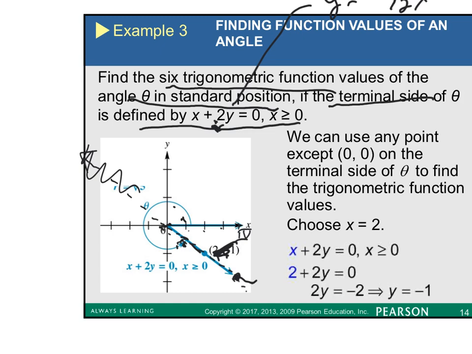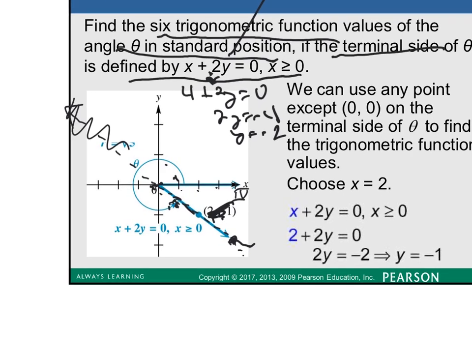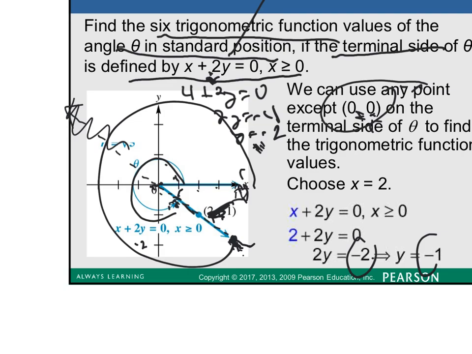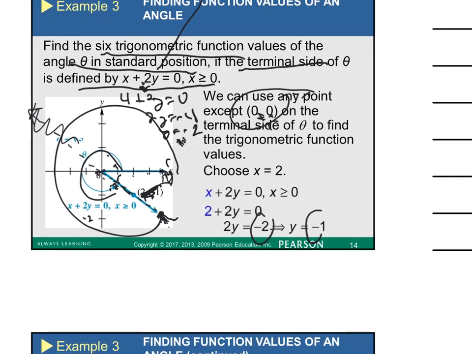If you say x is 4, plug it in. 4 plus 2y equals 0. 2y is negative 4. y is negative 2. That's what we said, right? He said use any point except the 0, 0, and he ended up using a different ordered pair. We're going to use 4, negative 2, because it doesn't matter if the circle is big or small. Trig is trig. It's going to work out.